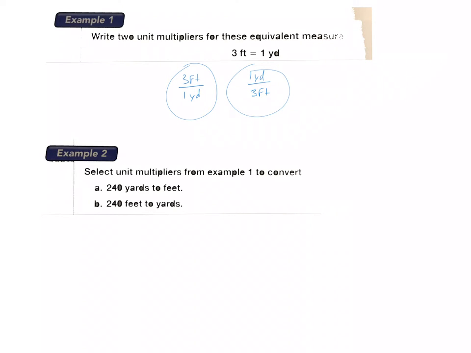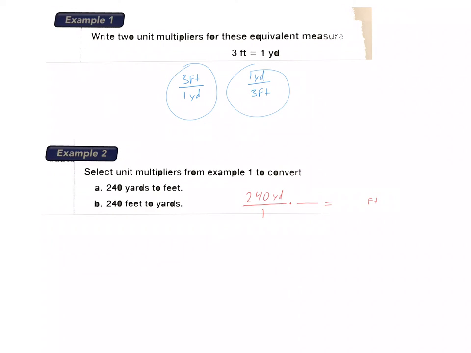Now, example 2 says to select a unit multiplier from the one above to convert each of these. So let's look at part A here. It says 240 yards, I'll abbreviate that, and I'm trying to convert this into feet. Just for simplicity, I'm going to say this is over 1, because anything divided by 1 is still going to be the same thing. So this is my given measure, and I'm going to multiply it by 1, and I want my units to be feet.